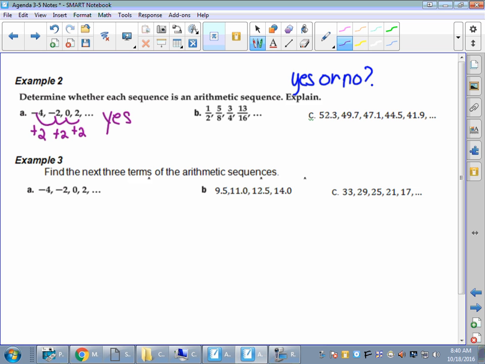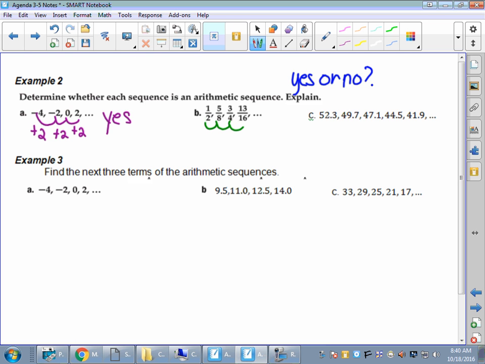How about B? B is a little calculator work. You might need to grab your calculator to get from 1/2 to 5/8, from 5/8 to 3/4, from 3/4 to 13/16. So what I would do is I would take the second number and subtract the first. So 5/8 minus 1/2, see what you get? I would take the 3/4 minus the 5/8, so the one right before it. I would take the 13/16 and subtract the 3/4.